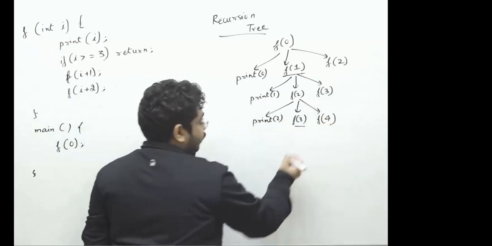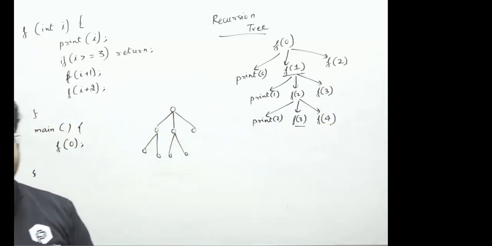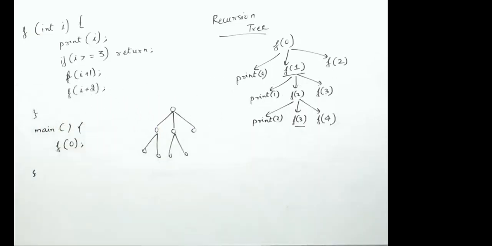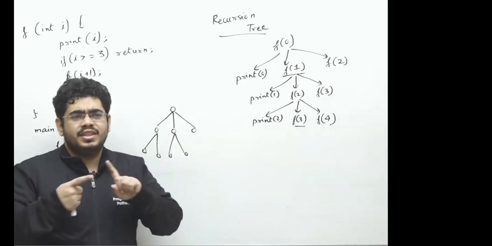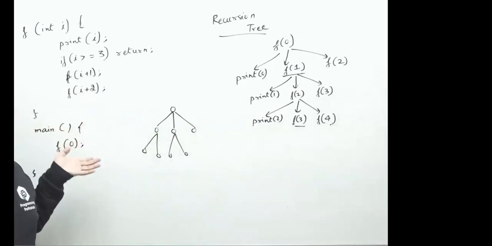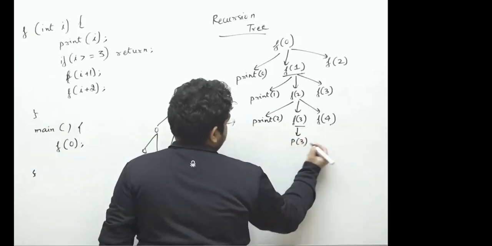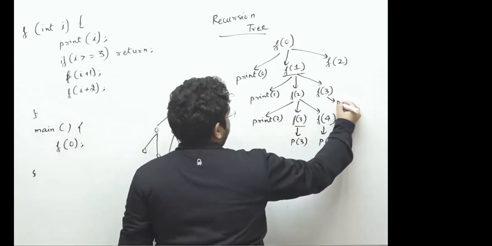Okay, what will f of 3 do? What are the steps that f of 3 will do? Right, print and return. It just has one step, print, and then it will return. So it will only do print 3. This will also only do print 4. This will also only do print 3.